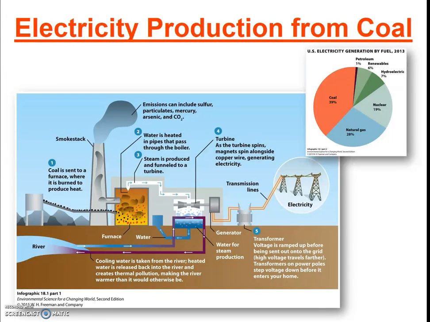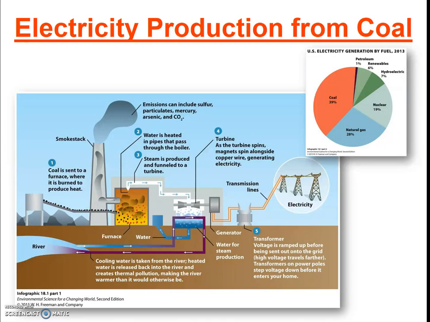So how do we generate electricity from coal? And what other processes could we use instead? Well, infographic 18.1 shows how electricity is produced from coal. I want you all to be able to explain the process, so I'm going to go through it here. Follow along on the diagram.